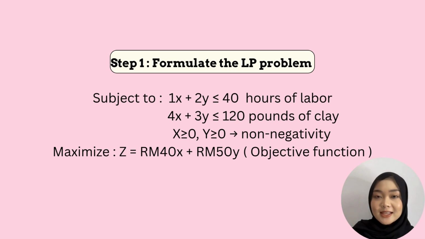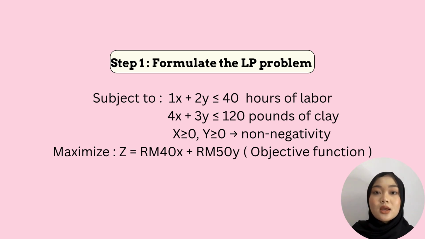So next, let's look at the constraints. The production process is limited by 2 resources, which are labor and clay. Each bowl takes 1 hour of labor and 4 pounds of clay. Each mug takes 2 hours of labor and 3 pounds of clay. The total available labor is 40 hours and the total available clay is 120 pounds.